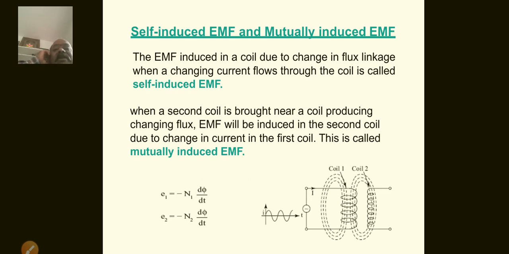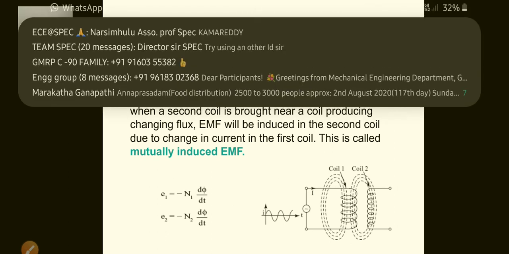What is the mutual actually? Mutual means if you take two coils placed at one place side by side, and you apply a current through the first coil, it automatically produces the flux linkage. Due to the flux linkage, an EMF is induced in the other coil also. This is called mutual induction. So when a second coil is brought near a coil producing a change in flux, EMF will be induced in the second coil due to the change in current in the first coil. This is called the mutually induced EMF.